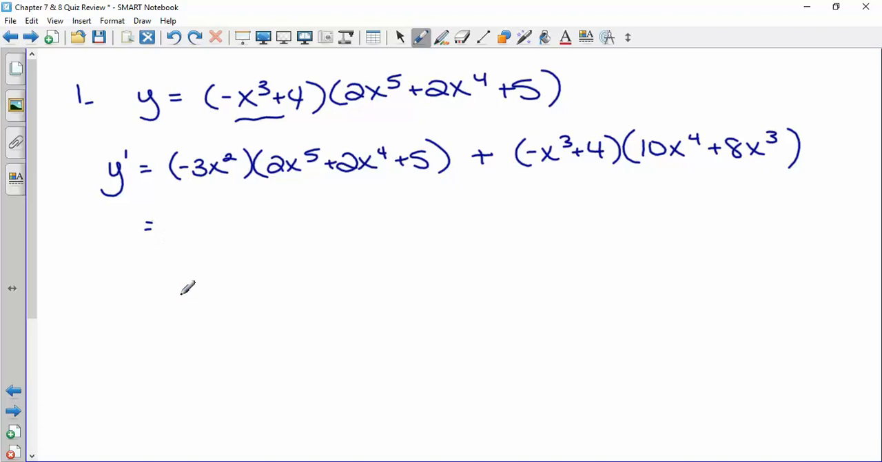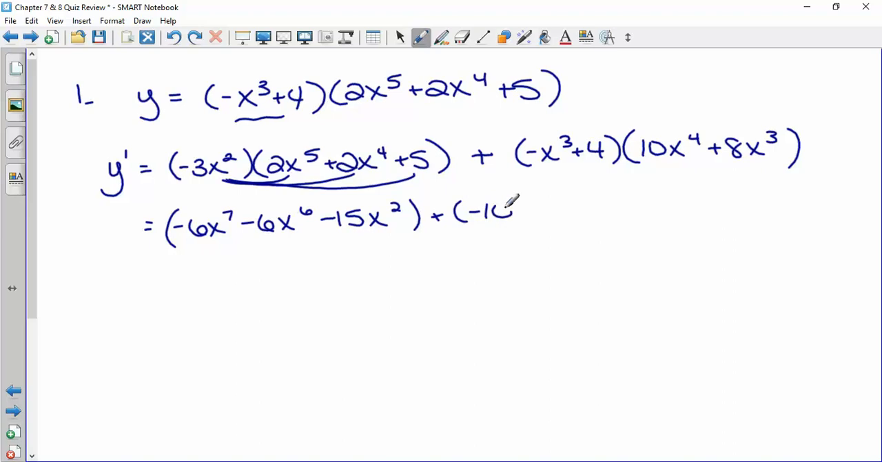So now we could clean this up a little bit. If we distribute, we get negative 6x to the 7th minus 6x to the 6th minus 15x squared. This one, if we FOIL, negative 10x to the 7th minus 8x to the 6th plus 40x to the 4th plus 32x cubed.